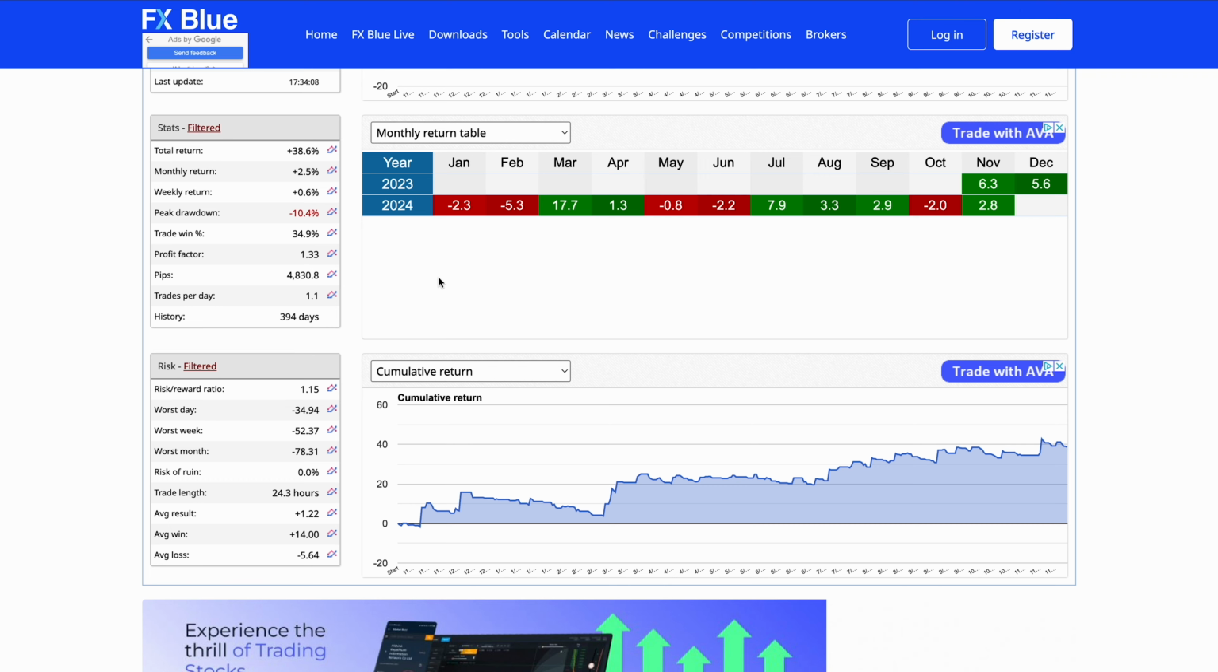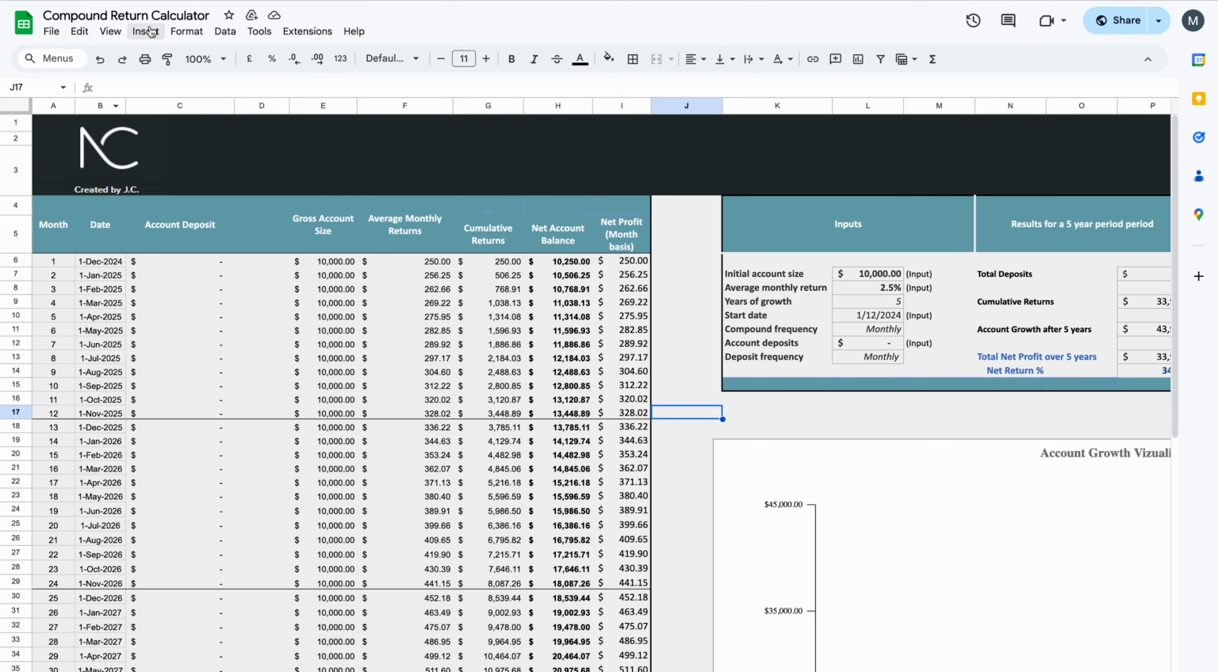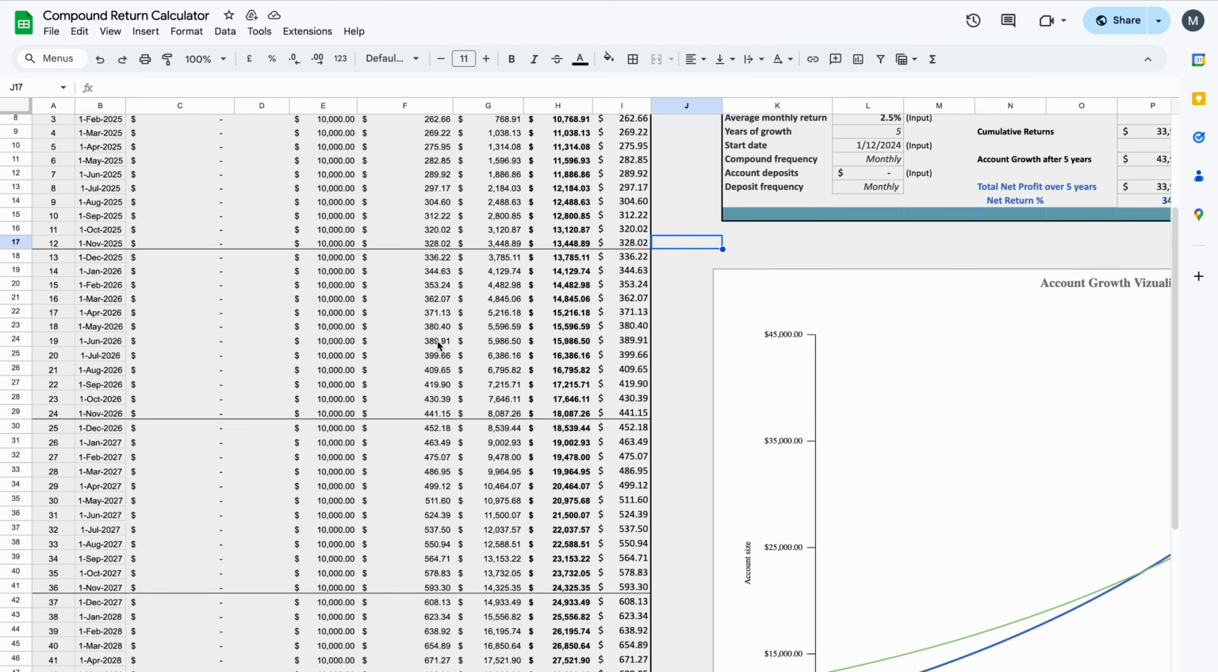But why is this important? Well, for the tool I'm about to give you. I call this a compound calculator, and let me explain how this looks. It looks a little bit overwhelming, but it is very beneficial if you have a tool like this. I created it for you.